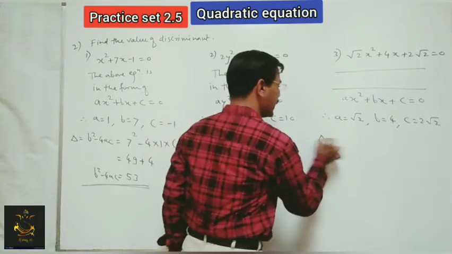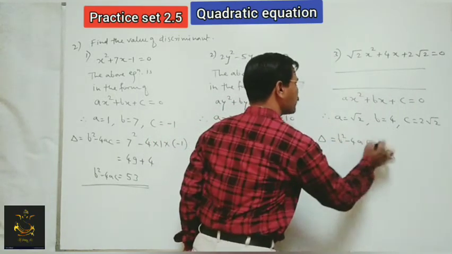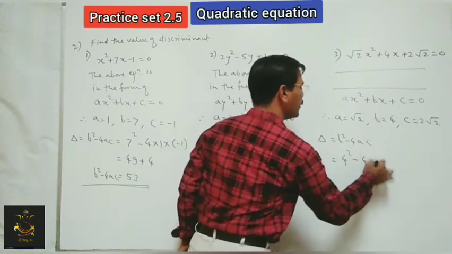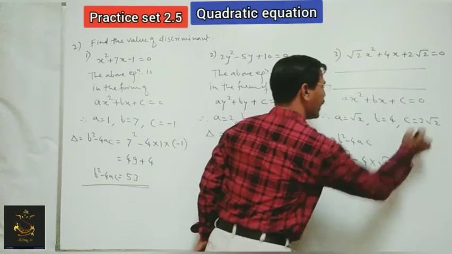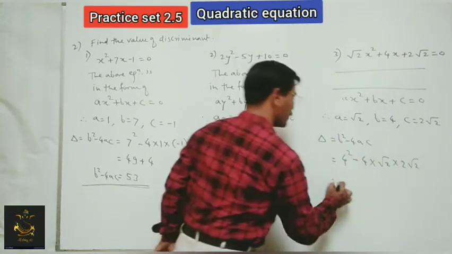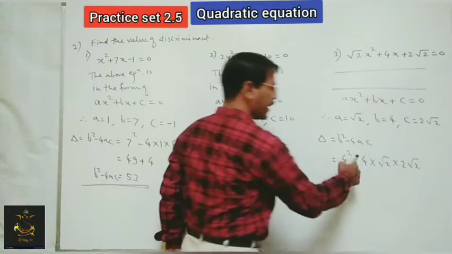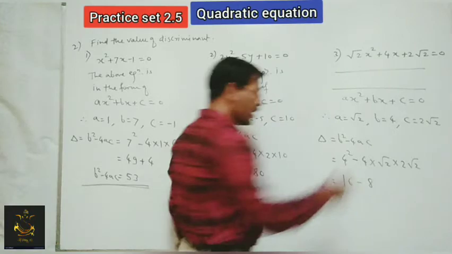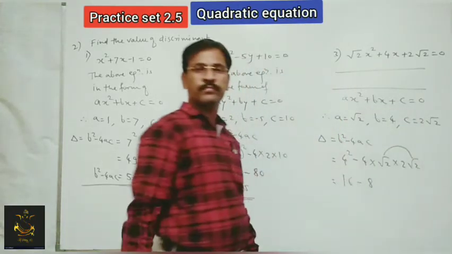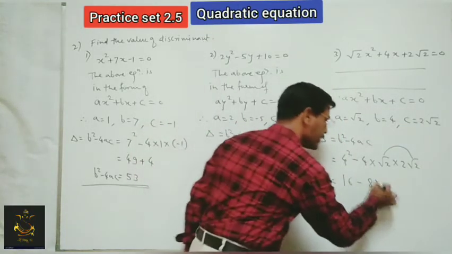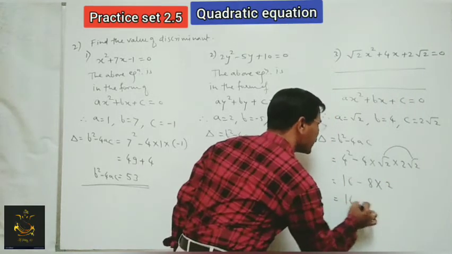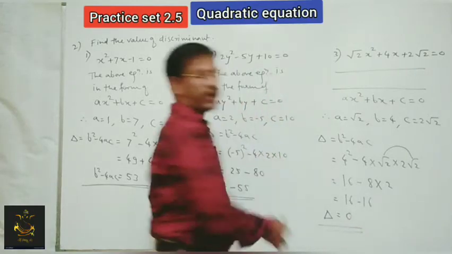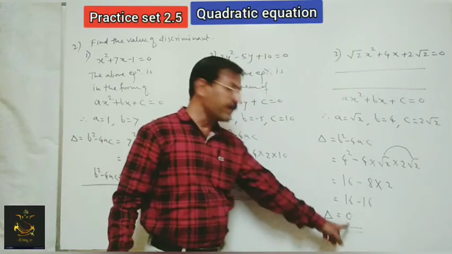Now delta, we have to find b square minus 4ac. What about b square? It is 4 square, minus 4 into a for root 2, and c for 2 root 2. 4 square is 16. Here it is minus. 4 twos are 8. Root 2 into root 2 is just 2 only. Which means 16 minus 16. This is 0. Look here, the discriminant will come as 0.